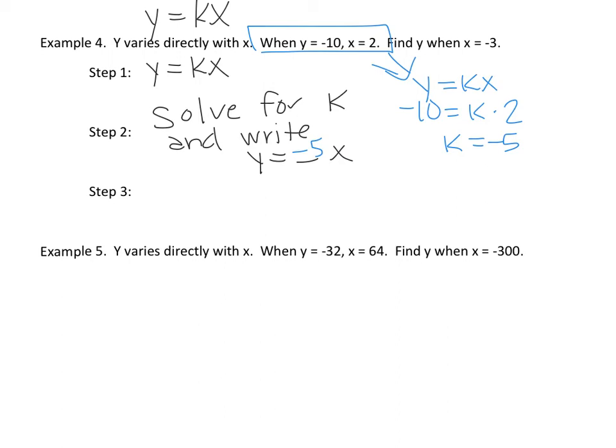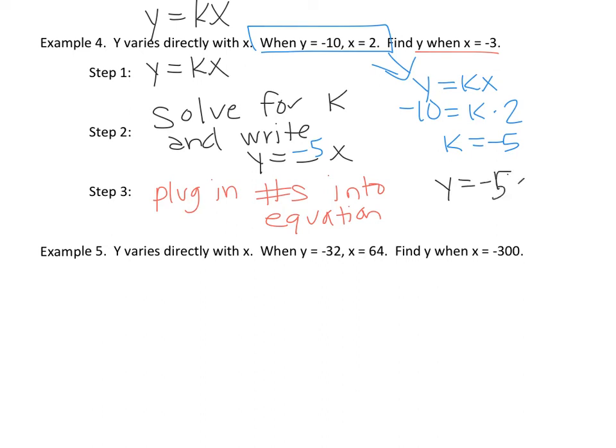Then the final step is plug numbers into your equation. So my equation is going to be y equals negative 5x. Find y when x is negative 3. So y equals negative 5 times negative 3. Y is 15. There's my final answer.